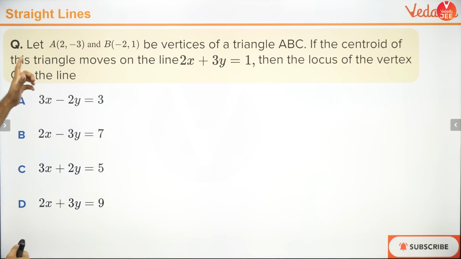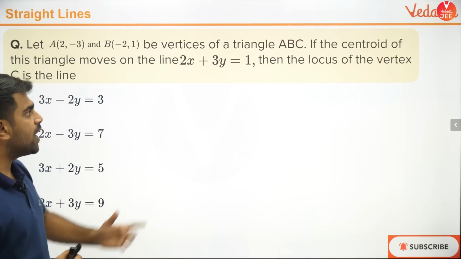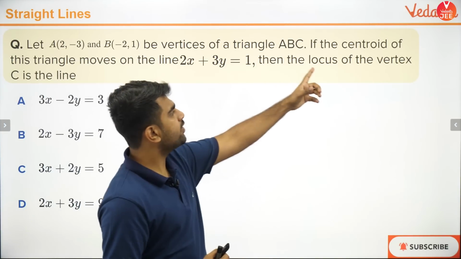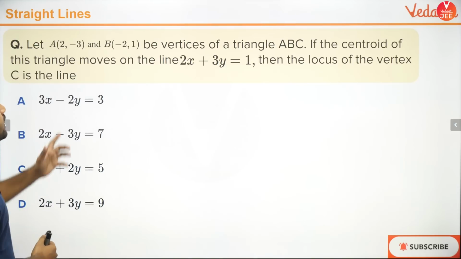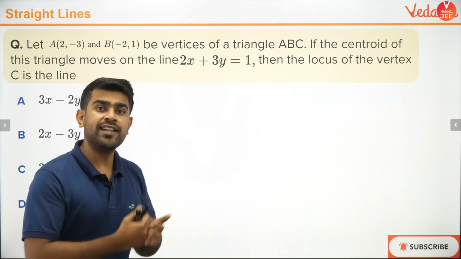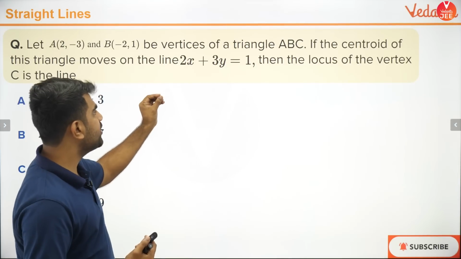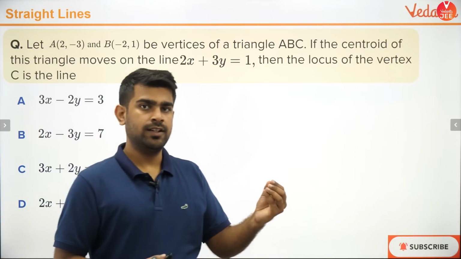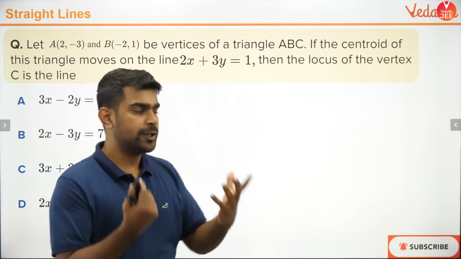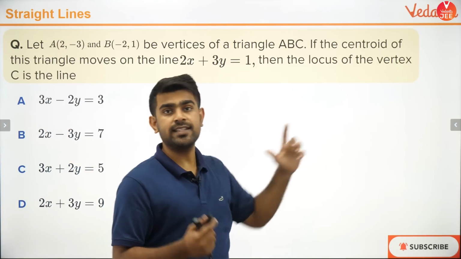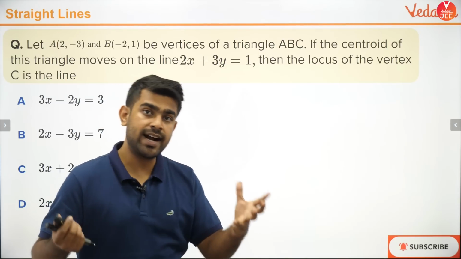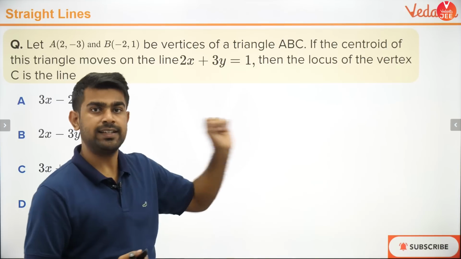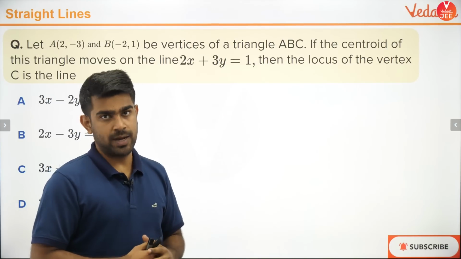So we have a point A and B to be the vertices of triangle ABC. Now the centroid of the triangle, they are saying it moves along this line. What does it mean? My centroid is going to lie anywhere along this line. It is not a fixed point. Why is my centroid not fixed? Because guys, your third vertex is not fixed now. Your third vertex will also keep moving. That is why you see your centroid is also moving. Clear? That is when locus comes into picture.